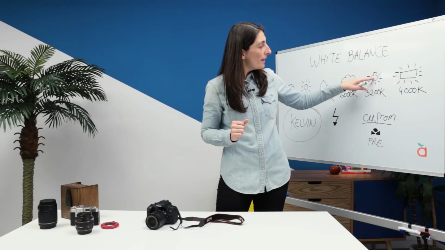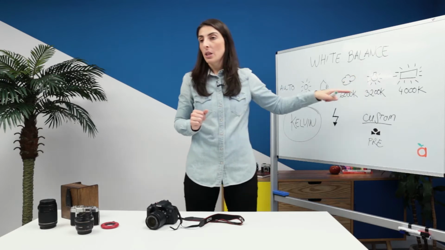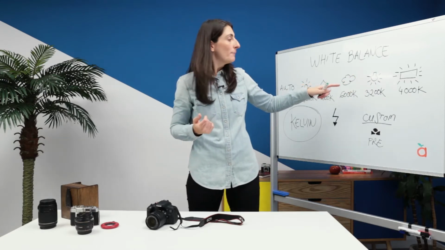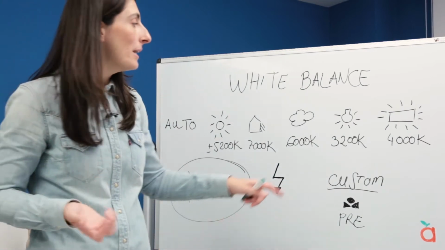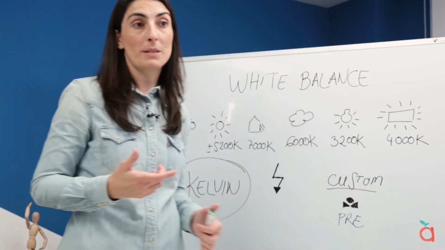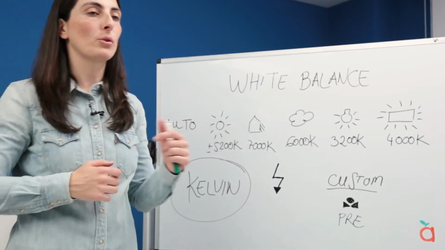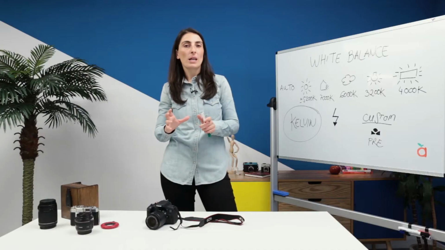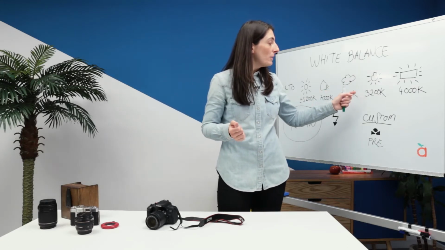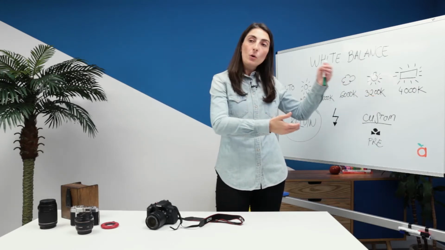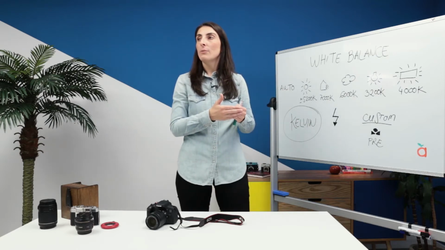Now, with this icon over here, the name, as I said, depends on the camera, is used for indoor lights, which have orange dominations. Have you ever taken a picture and it came out orange? With this setting, we are compensating undesired orange tones with cooler ones. Actually, it's a really cool tool. Don't you think so? Okay.